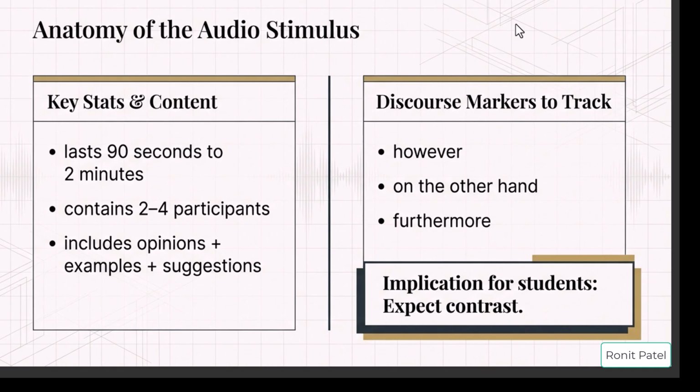Now, the discourse markers you can track. This slide highlights important signal words like however, on the other hand, furthermore. These are golden clues. Now, why? Because they signal contrast, addition, and shift in opinion. This slide also clearly states: expect contrast. This is a big exam insight. Most group discussions are designed to include agreement, disagreement, and alternative viewpoints. So, when listening, your brain should automatically ask who agrees, who disagrees, and who gives a solution.